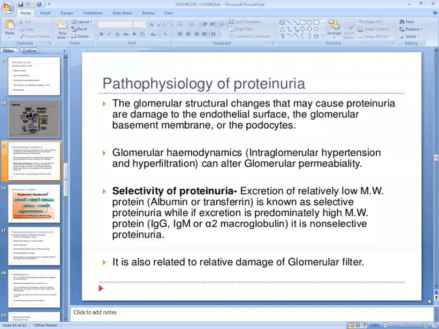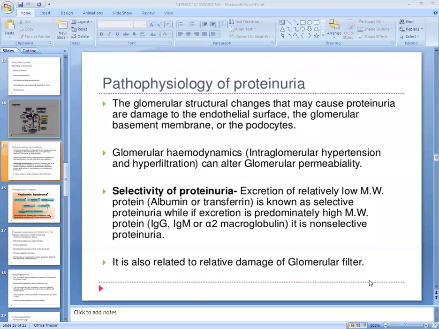For proteinuria to occur, there should be damage to the glomerulus, the filtration part of the kidney. The glomerular structural changes that may cause proteinuria are damage to the endothelial surface, damage to the basement membrane, or damage to the epithelial cells or the podocytes. Then the glomerular hemodynamics, that is increased intraglomerular pressure called intraglomerular hypertension. There is hyperfiltration that can alter glomerular permeability. So first is damage to the filtering part of the kidney, damage to the filtration membrane or the glomerulus, that results in increased loss of proteins in urine.